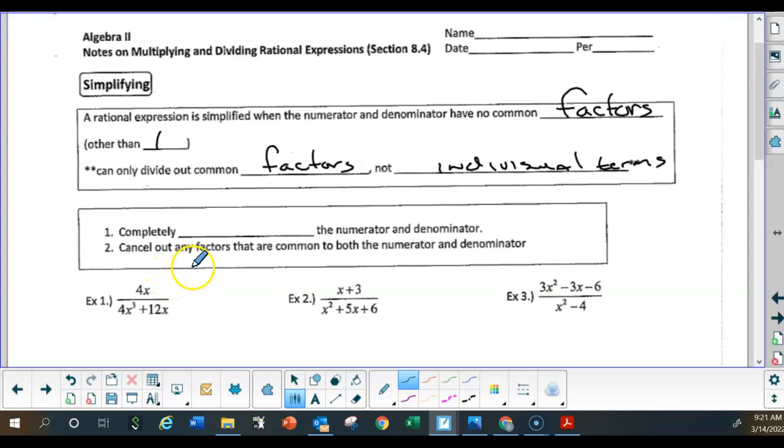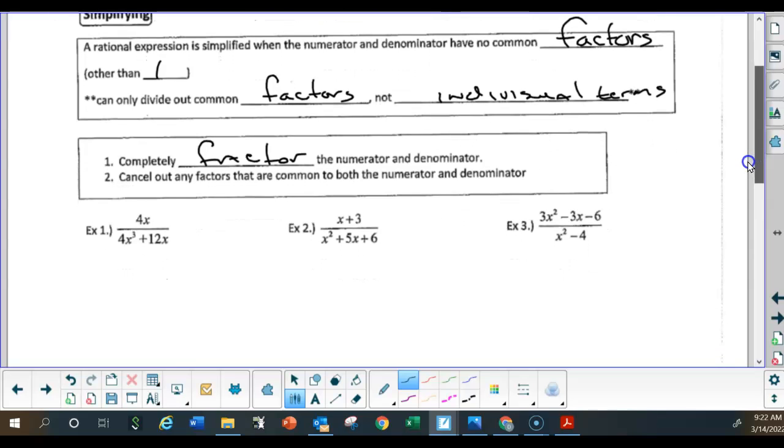All right. So to do this, you must completely factor the numerator and denominator. That's the first step. Make sure you always completely factor and then cancel out anything that's the same in the numerator and denominator. So when we talk about individual terms, I can't cross out an x here and an x there because this is part of an expression. I need to factor first. So you've got to remember all your factoring rules.